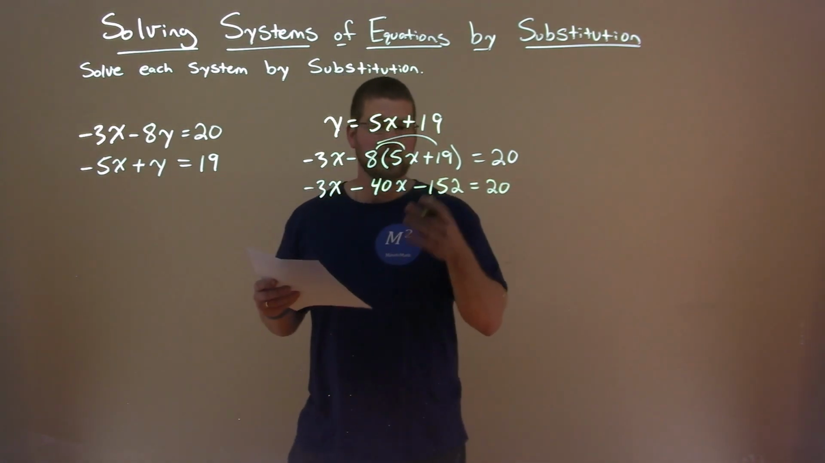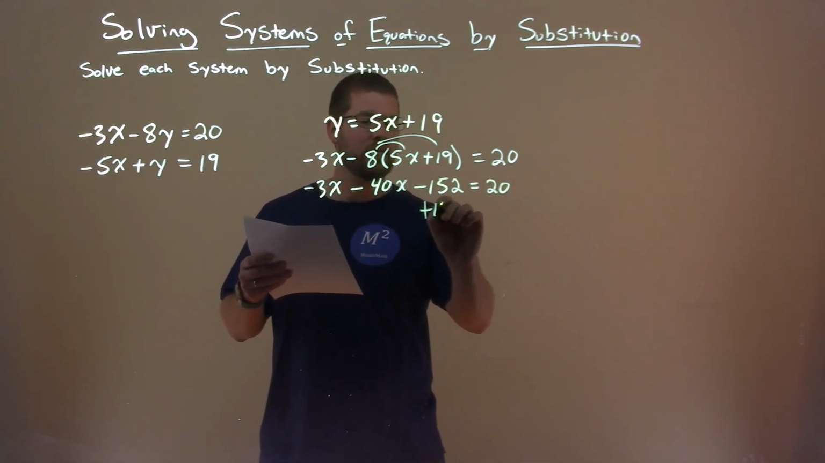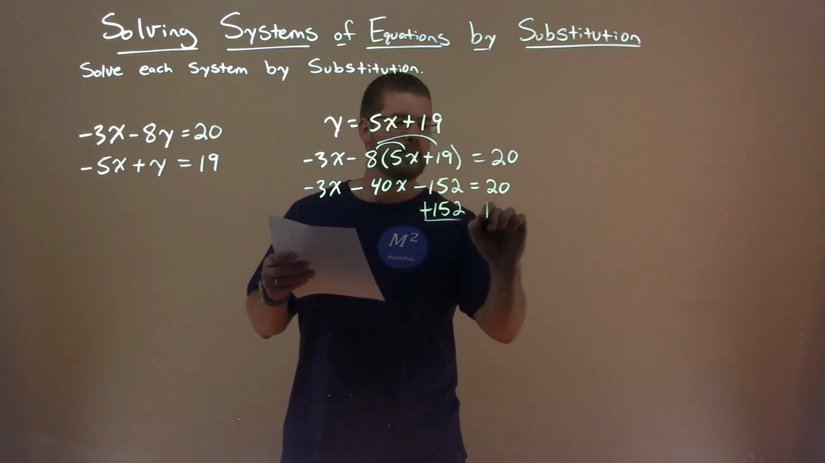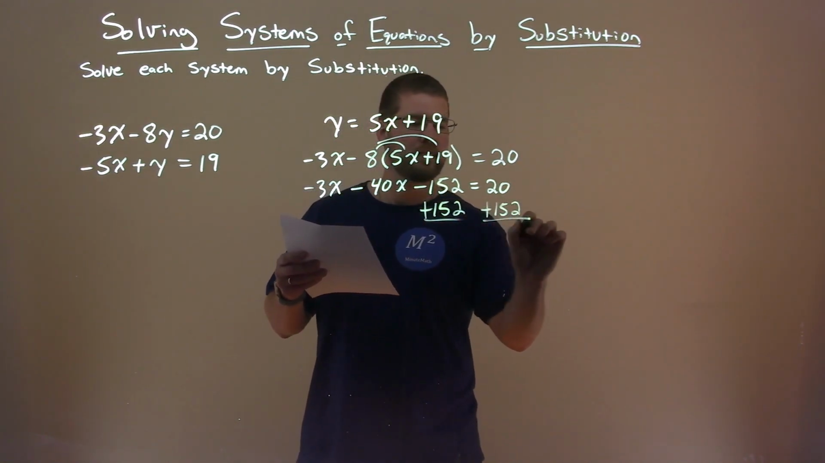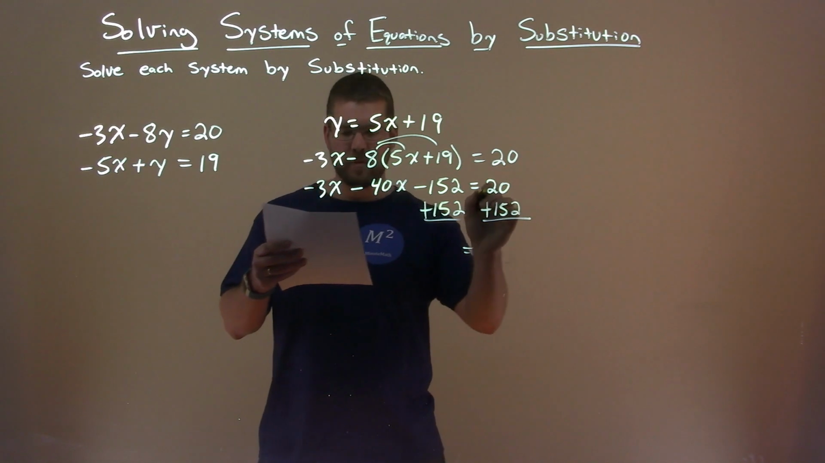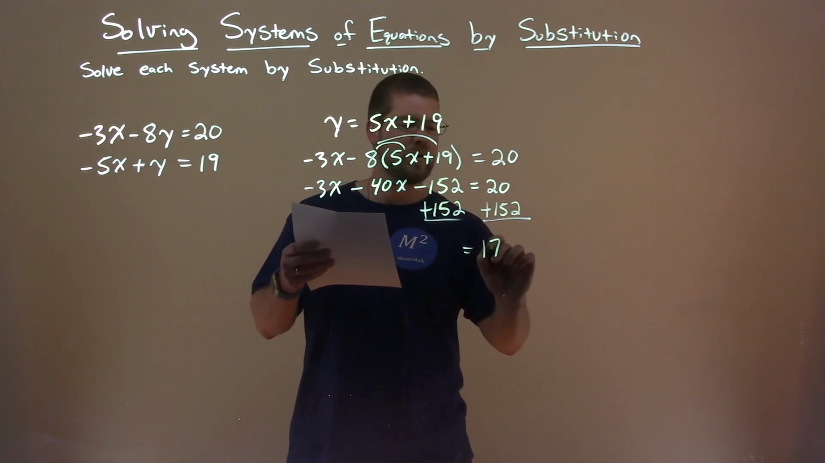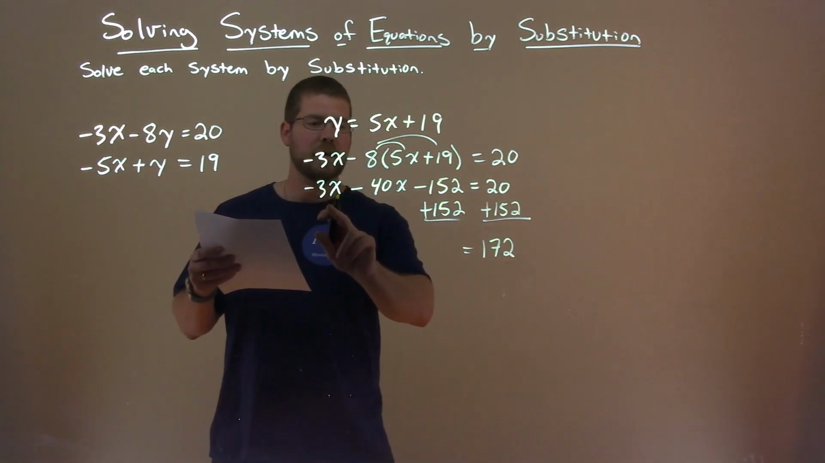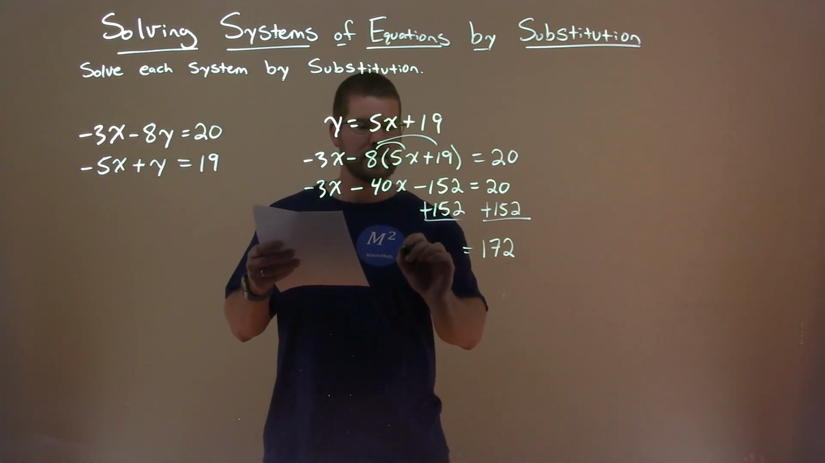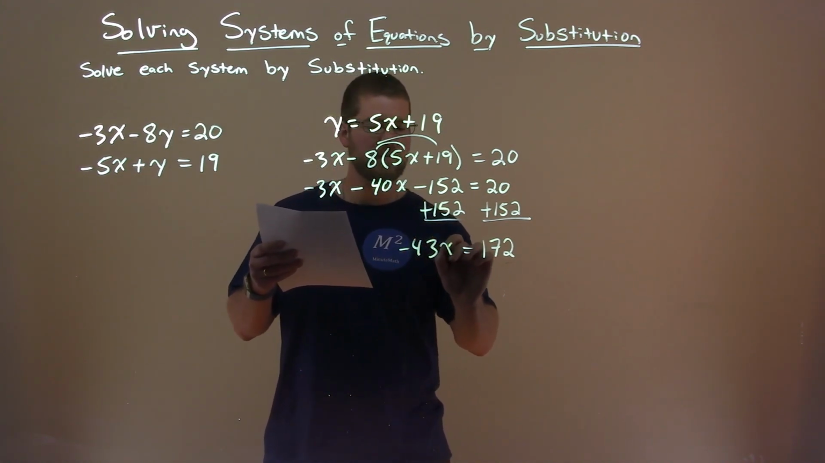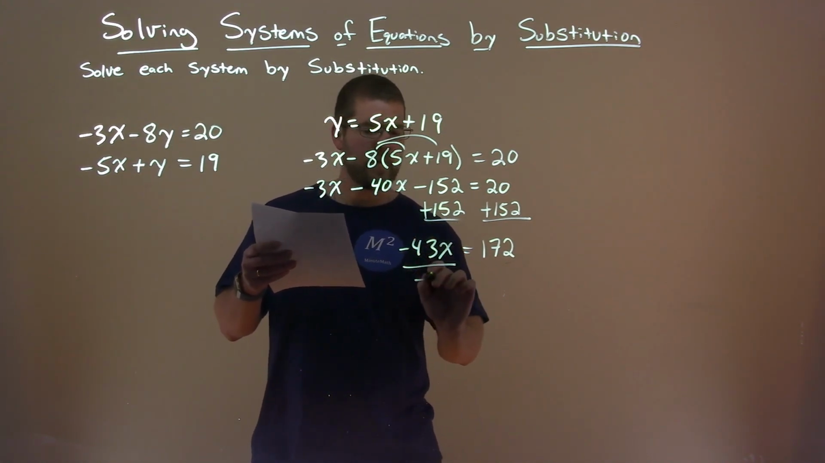From there, we're solving for x. We add 152 to both sides, and that leaves us with 20 plus 152 is 172. Negative 3x minus 40x is a minus 43x. Divide both sides by a minus 43.